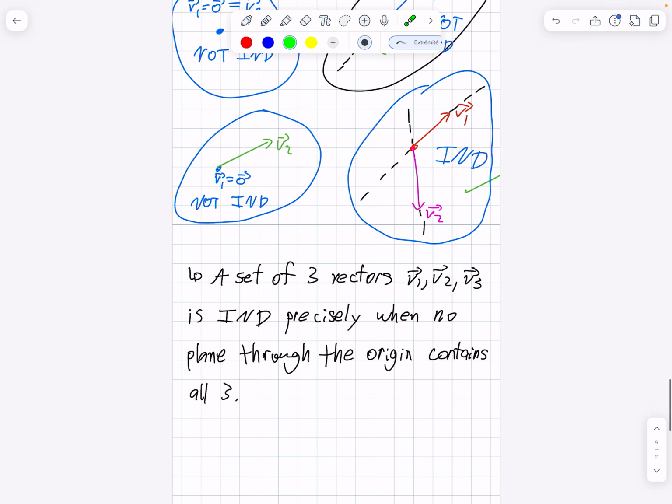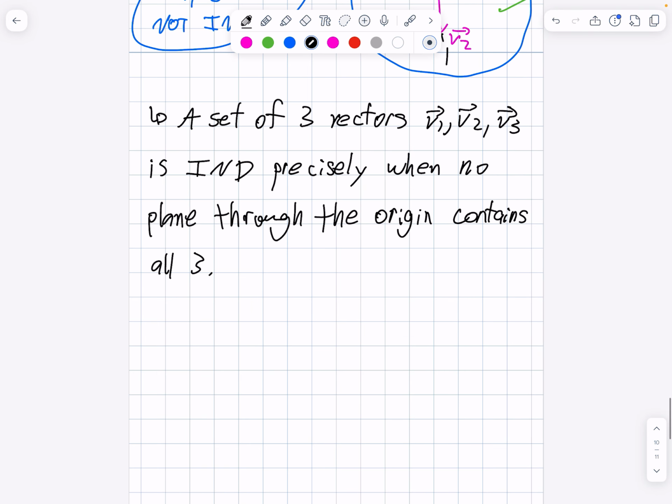And you just boost it up one dimension, and then we see that three vectors are independent if and only if no two-dimensional plane contains all three. Okay, so this should give you sort of a geometric picture of what's happening in general, okay? And so just a little picture here, right?